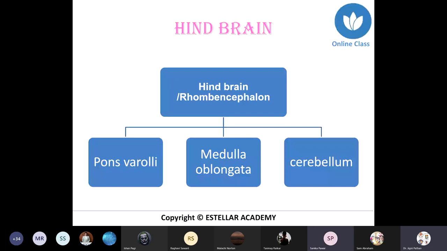Please write down. The diagram was the last part of the midbrain. I hope you all have written about the midbrain. The notes are written, and after that you drew the diagram, right? Next, we are writing about the hindbrain.